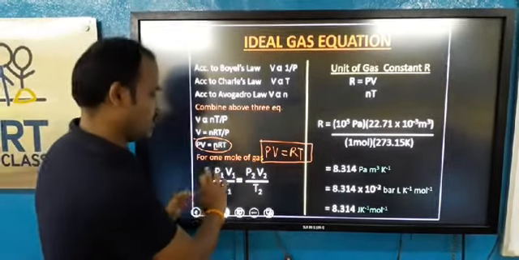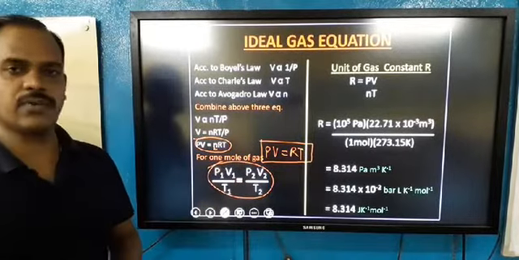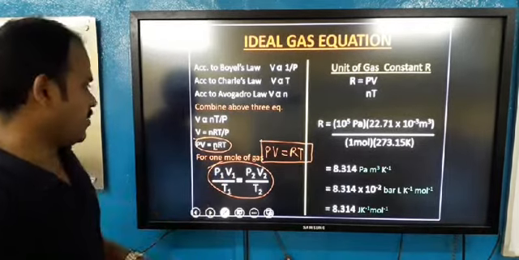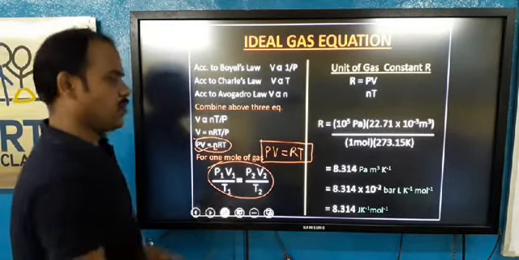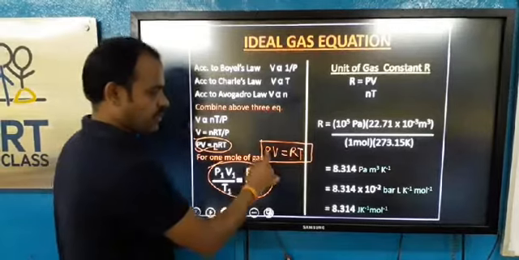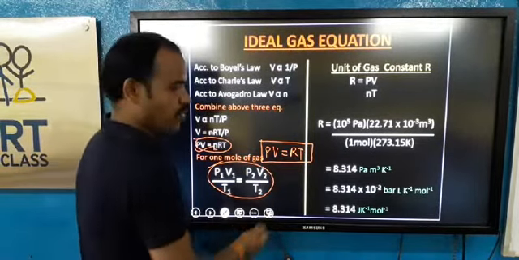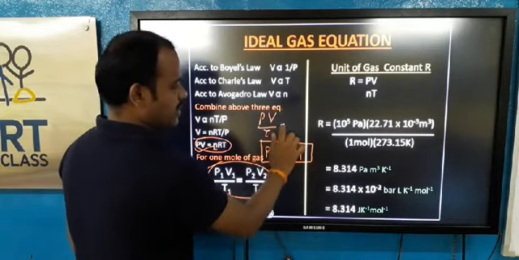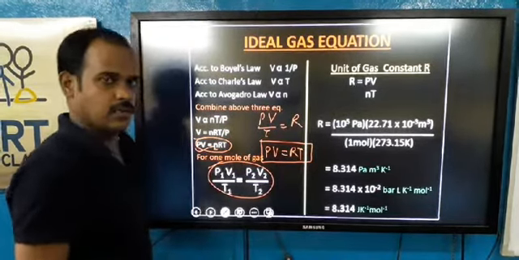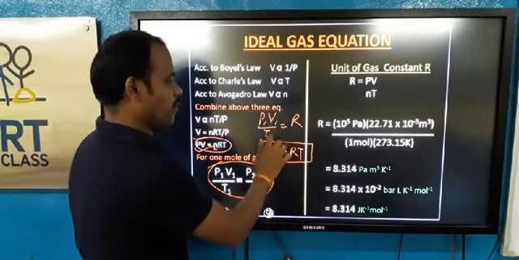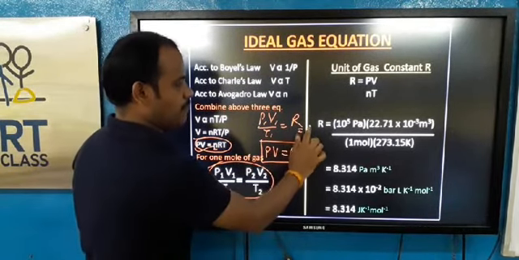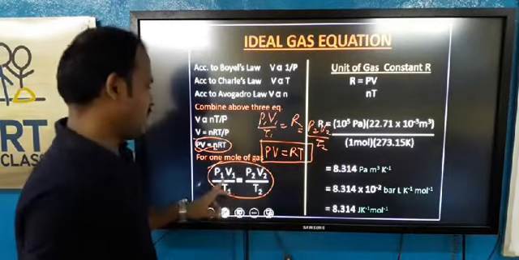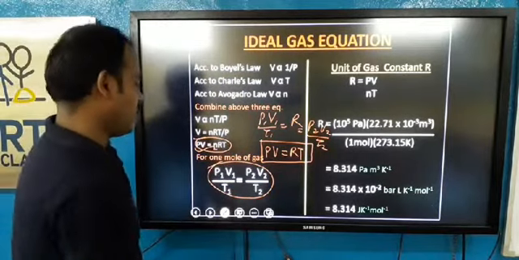This is the equation we will use for scientific calculation. In this equation, PV is equal to nRT. For 1 mole of gas, PV equals RT. So what will be the value of R? It will be PV by T, and that is equal to R. So for the first condition, P1V1 by T1, similarly P2V2 by T2. This is the equation we will use for scientific calculation.